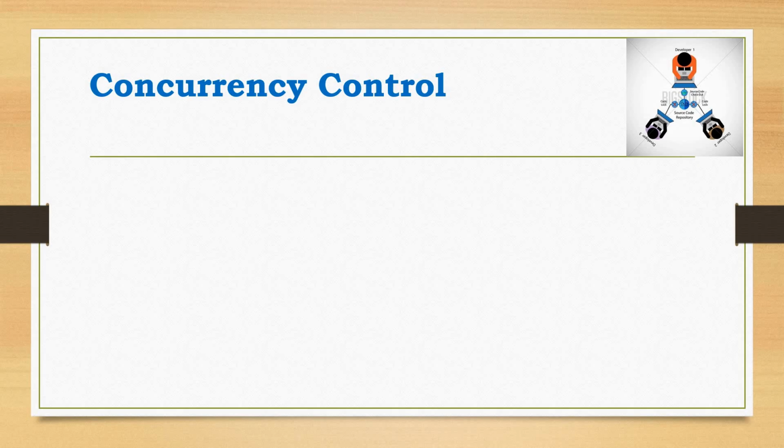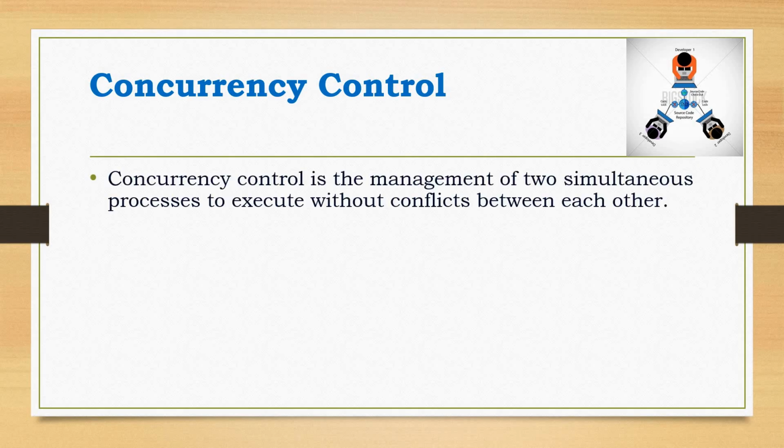Concurrency control is lacking because data sharing is not at all possible here. Due to that, concurrency control is very difficult. Concurrency control is the management of two simultaneous processes executing without affecting or conflicting with each other. If the data is shared by three users, and any one user does some analysis, that should not affect the others. That is the meaning of concurrency control.